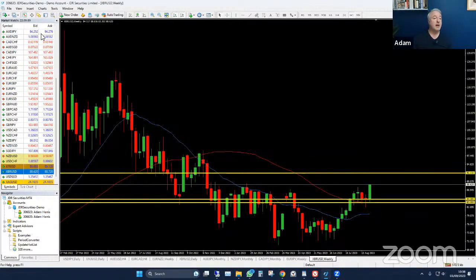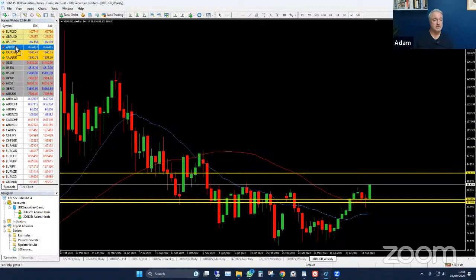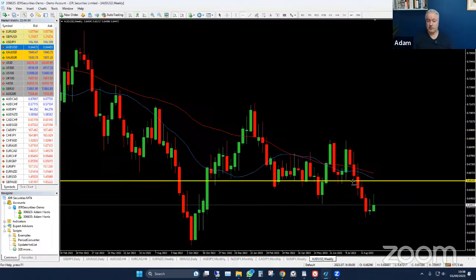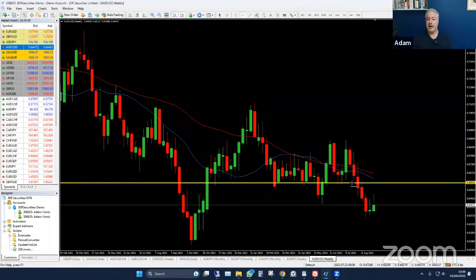How about Aussie dollar, US dollar? Let's go have a look at that. So Aussie dollar, okay. When we look at it from a weekly perspective, let's just put in a couple of levels here. Don't worry about them too much. Okay, we've broken through this. Technically, we're in a downtrend. Lower high, lower low. Not a very strong downtrend, but you can see we're below that.